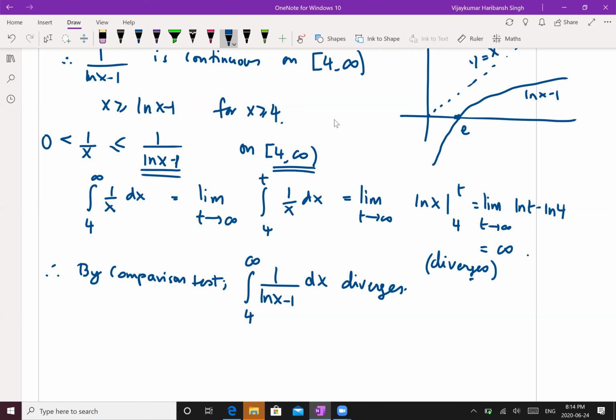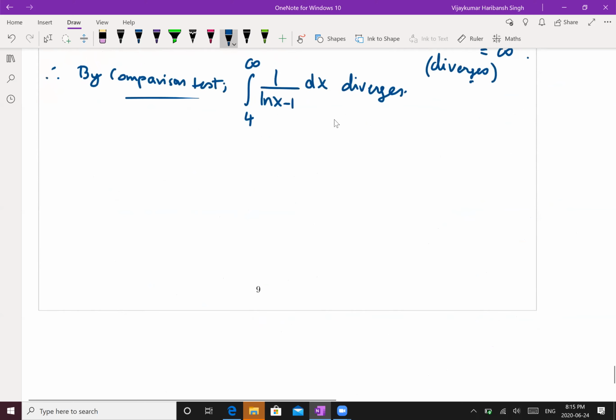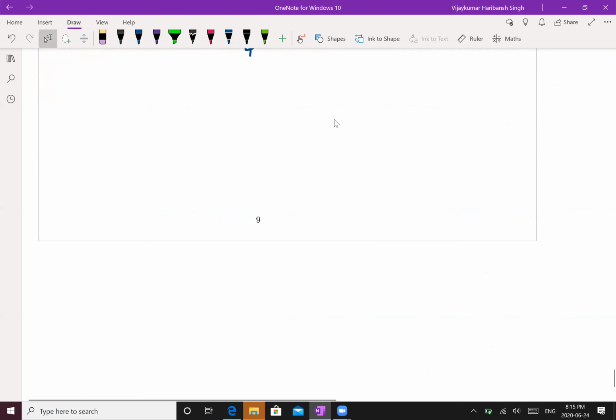Okay, so this is how it also diverges. You have to mention what test you're using, which is the comparison test. So 1 over ln x. The idea was that 1 over ln x diverges. In fact, this is something you should prove at some point.